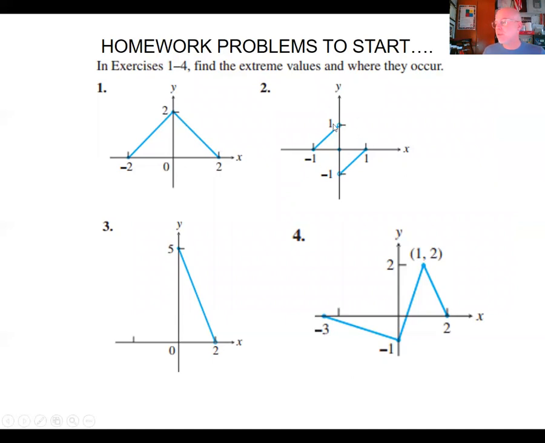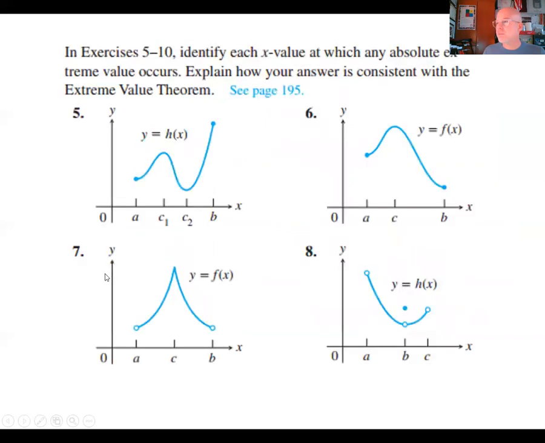Just be careful with some of these that have open circles. Remember, you cannot determine them at open circles. Like in number 3, I know it's hard to see, but at 2 there's an open circle, so no min at 2, but there's an absolute and relative or local max at 5. So you'll see some of those. And the next subset of problems that you're going to be doing are finding the absolute maxes and mins and where they occur.